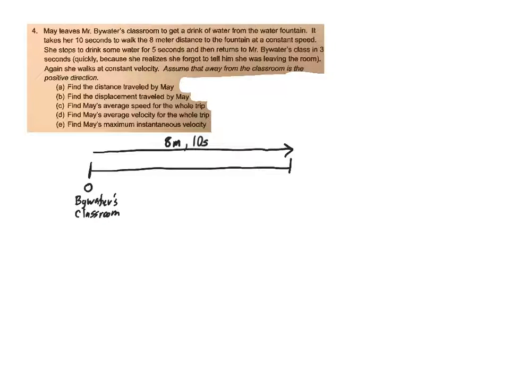Then she's here at that 8-meter point, and she stays there drinking water for 5 seconds. And then she turns around and goes back the opposite direction. This time she does the 8 meters in 3 seconds. Now you could draw that as a motion map if you wanted to, and I saw a lot of people doing that in class; you may find it helpful. But right here, we're just going to see if we can answer each of the questions.